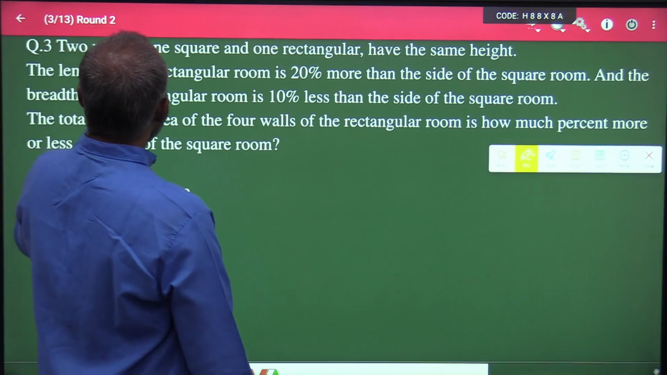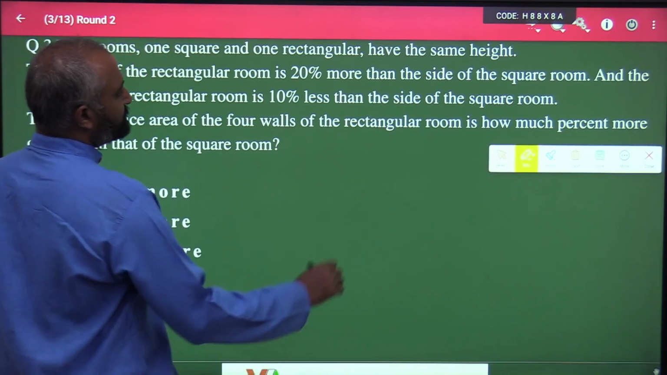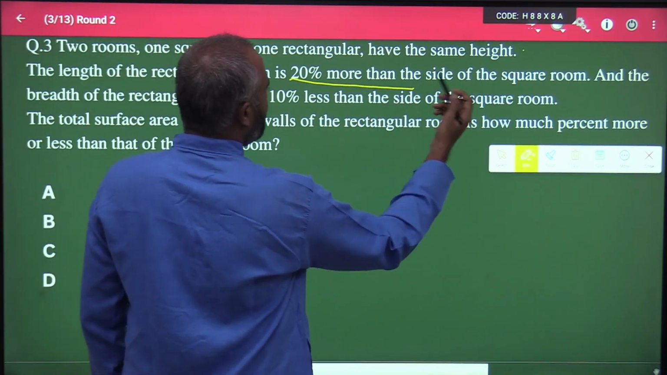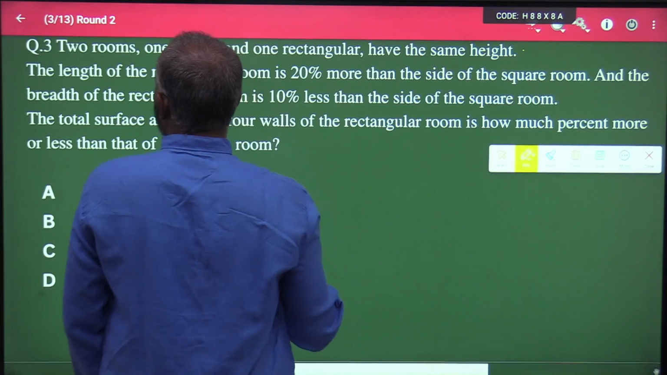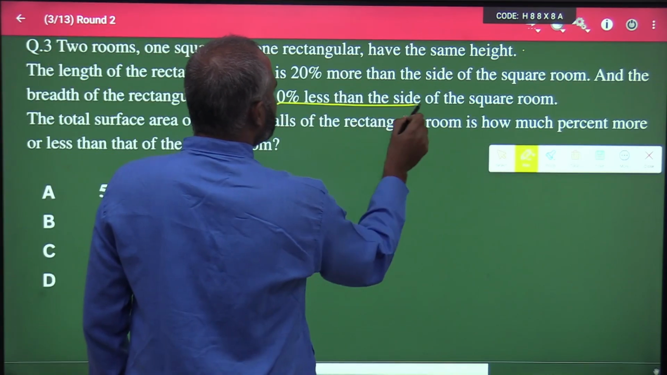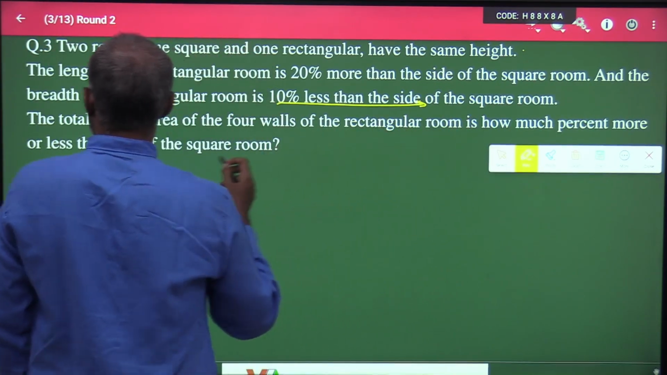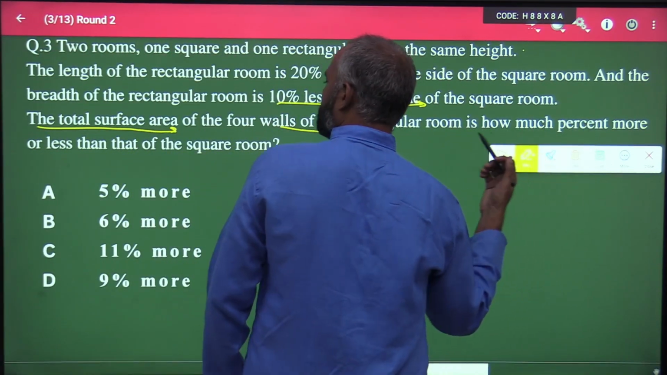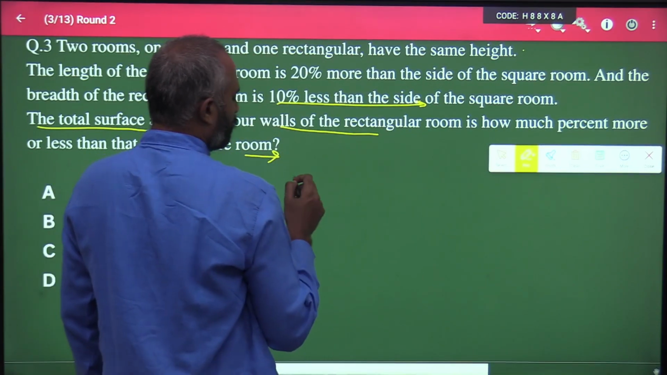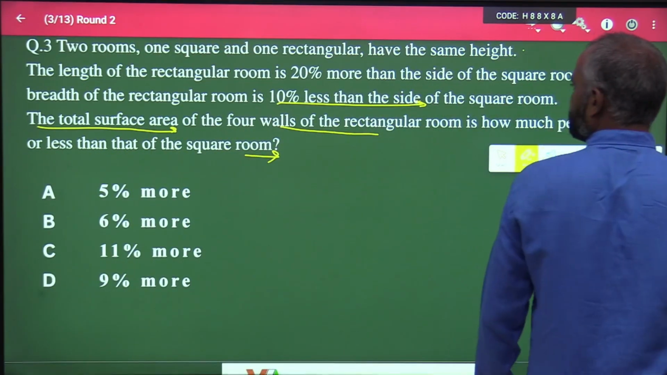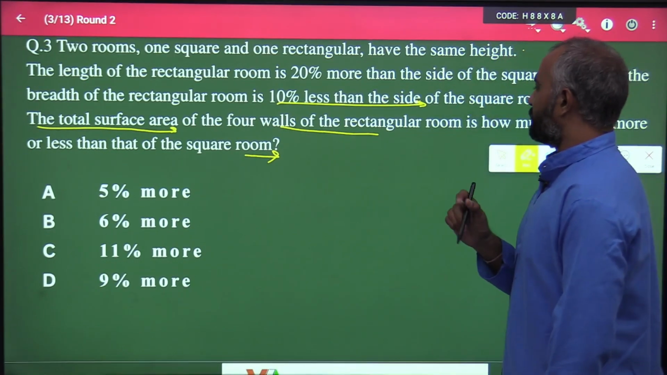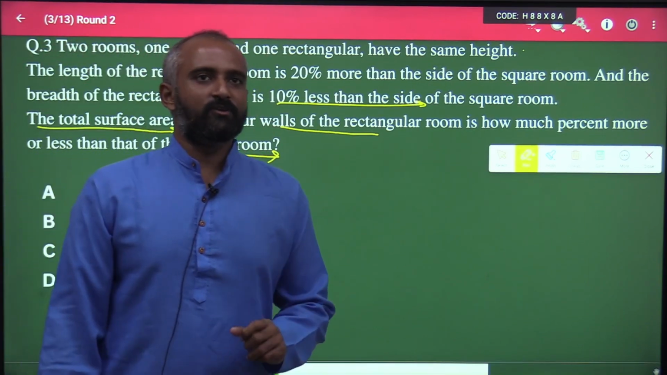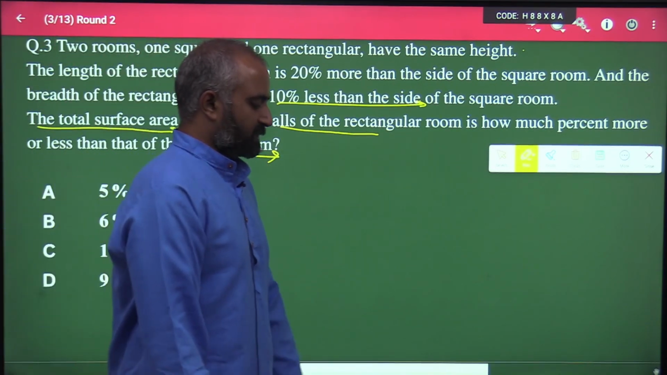Two rooms, one square and one rectangular, have the same height. The length of the rectangular room is 20% more than the side of the square room, and the breadth of the rectangular room is 10% less than the side of the square room. The total surface area of the four walls of the rectangular room is how much percent more or less than that of the square room? Now, pause the video, solve for yourself, and then we'll see the solution in a few seconds.